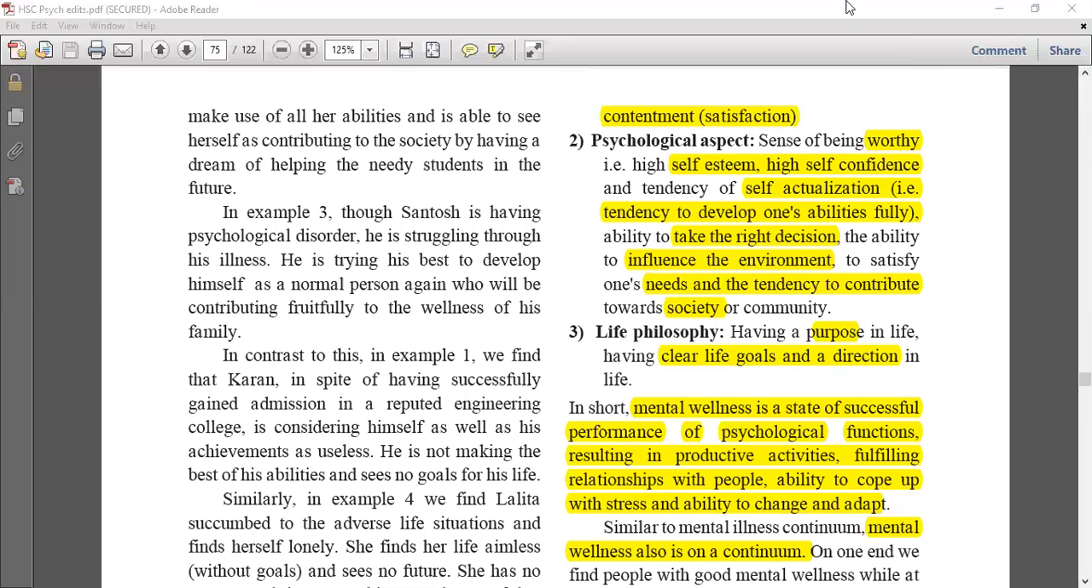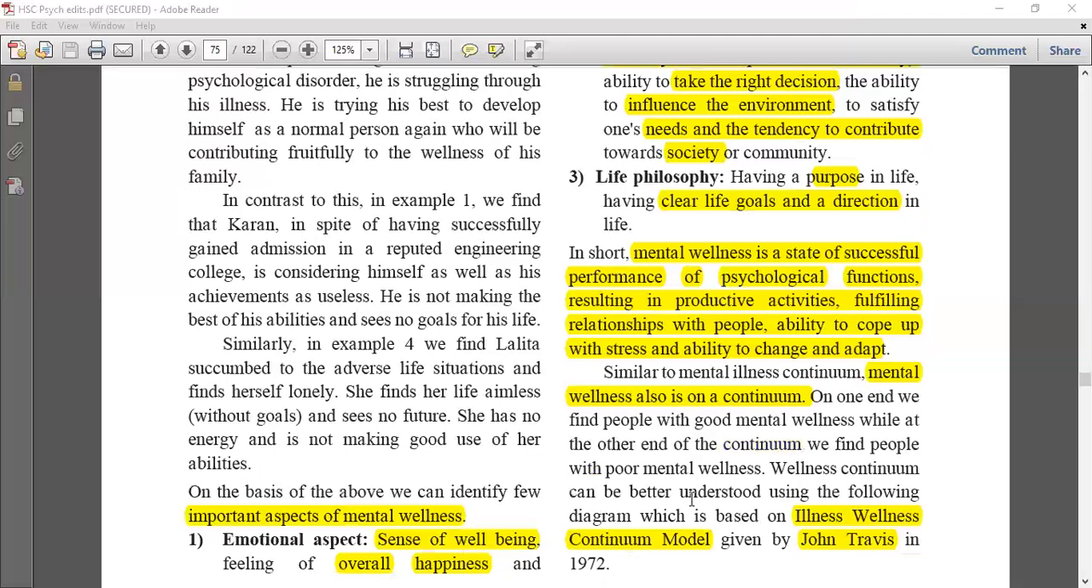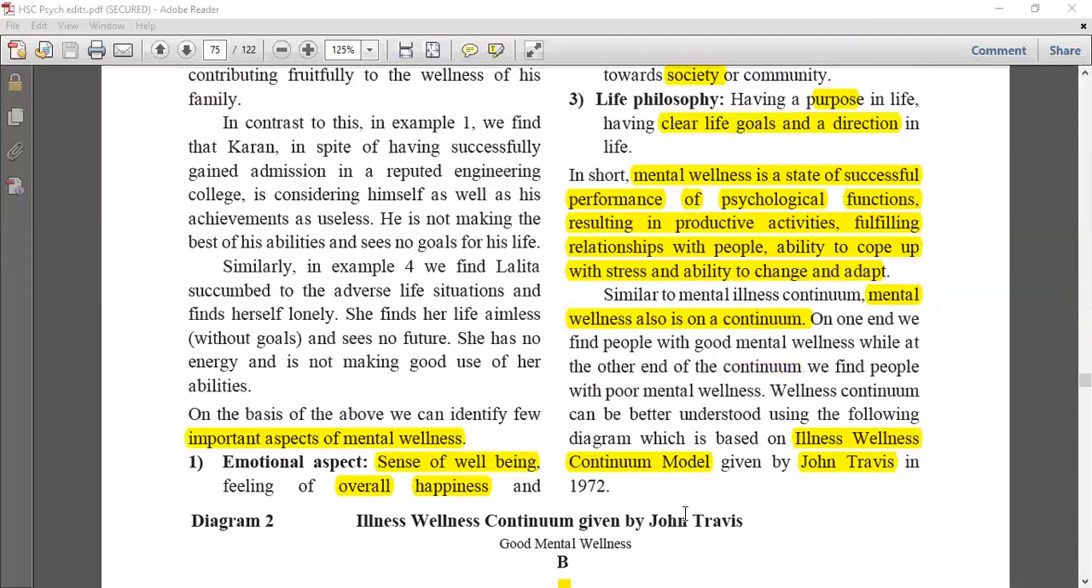And later on, when you study all of these things, you will realize that a lot of times, if you don't have a purpose, you face an existential crisis. Why am I living? What is the purpose? Why am I studying? That usually comes when you hit your early 20s; basically it comes in middle adulthood between 20 and 40. So life philosophy is important for wellness. So in short, mental wellness is a state of successful performance of psychological functions, resulting in productive activities, fulfilling relationships with people, ability to cope with stresses, and ability to change and adapt.